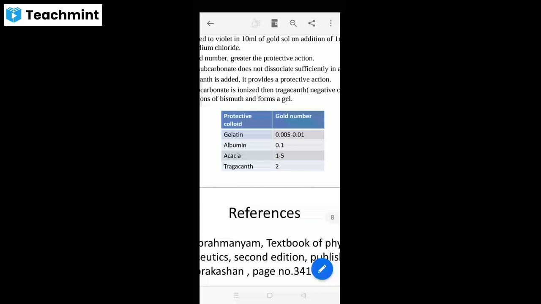Here is the example I have given of protective colloid. Here you can see gelatin, gold number 0.005 to 0.01, albumin 0.1, acacia 1 to 5, tragacanth 2. Now tell me which is the powerful protective colloid, tragacanth or gelatin?